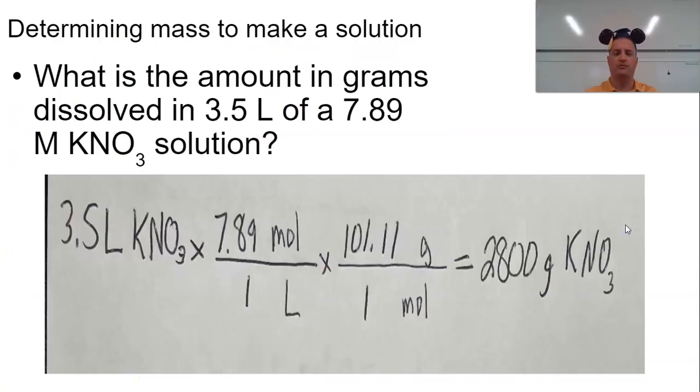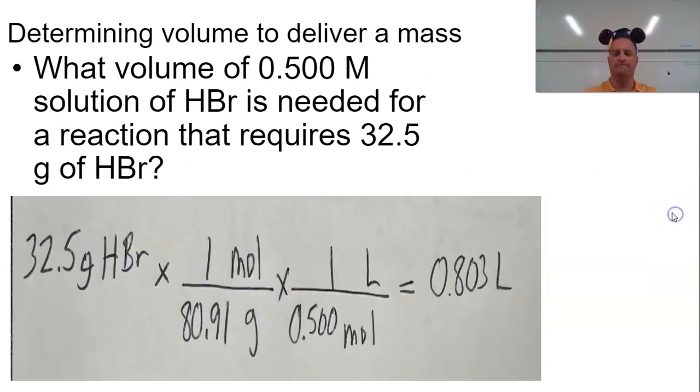So, couple examples with solutions, of course. Amount of grams to make a solution. Very common. You need an amount, you need a volume. You take the liters, this is the molarity, 7.89 moles per liter. So my liters are going to cancel, and my molar mass is going to change this moles to grams. 2 sig figs, because that's what I started with, which is why it's 2,800.